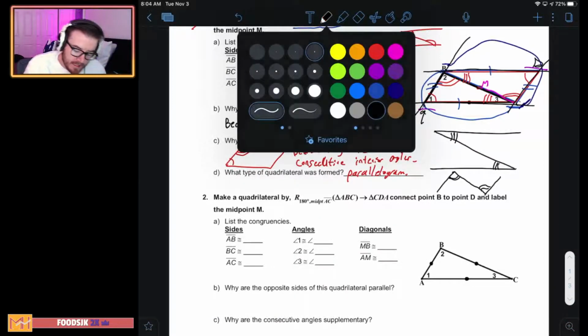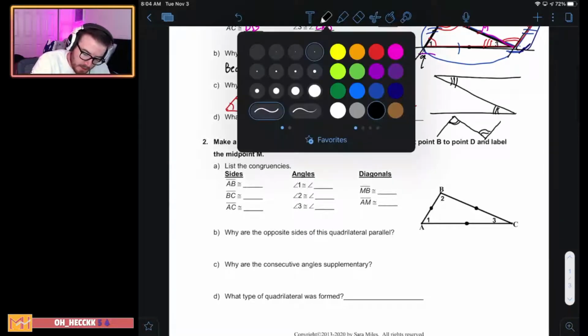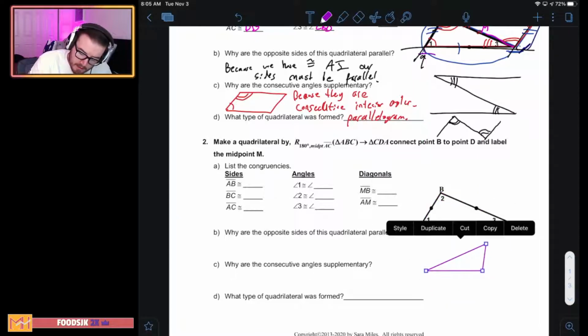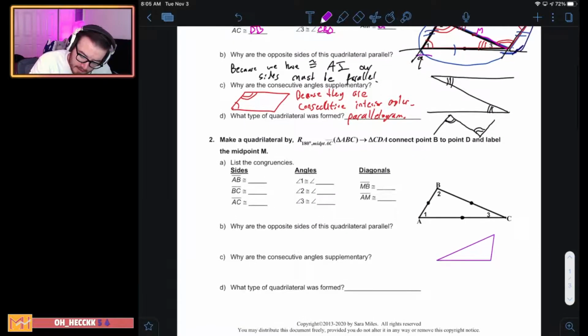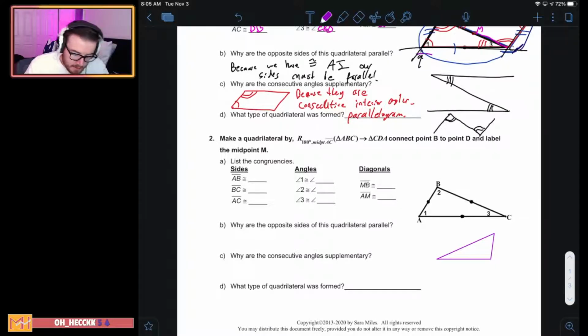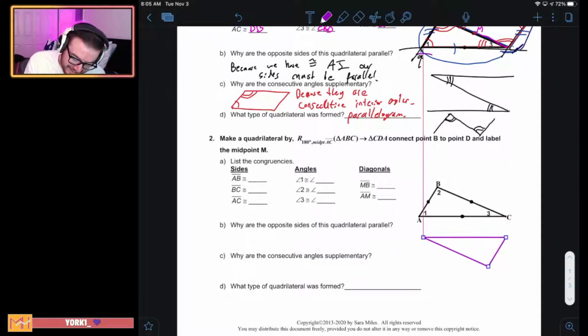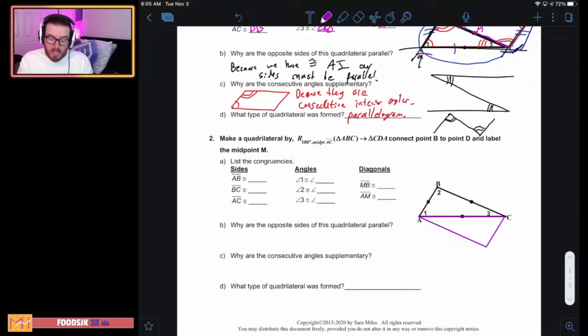All right, I'm going to spend less time on this second one because we're doing the exact same thing, except now we're just rotating it around a different point. So when I rotate this guy 180 degrees around the midpoint of AC now instead, there we go. We end up with a shape like that.